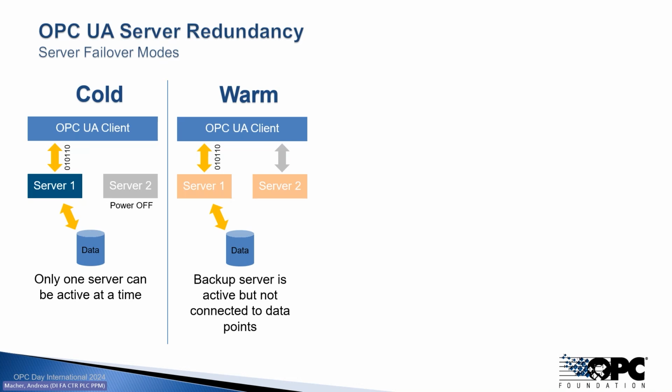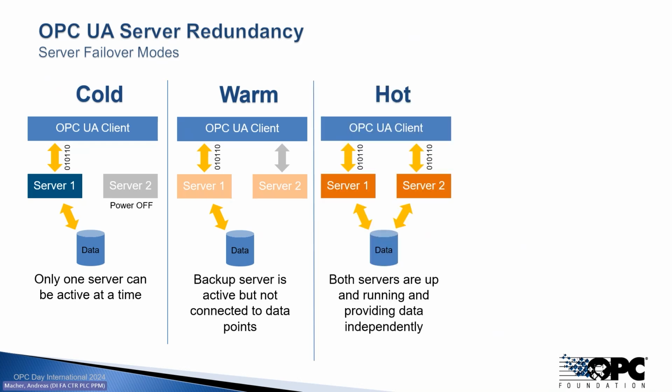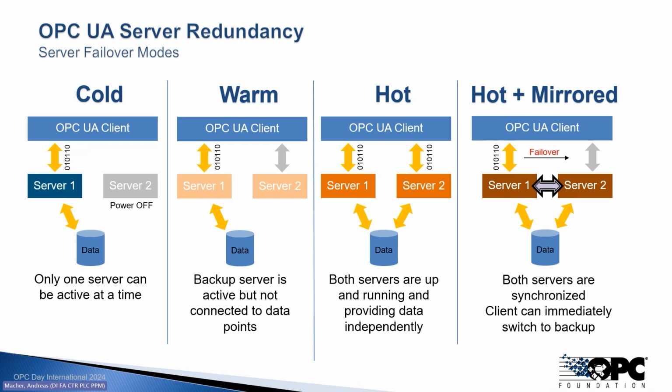To get it running, the server has to get the data from the PC in this case. And this is of course faster than the cold. Then the next step is the so-called hot redundancy. In this redundancy, both servers are sending data to the client, and it's up to the client to select which data to get.